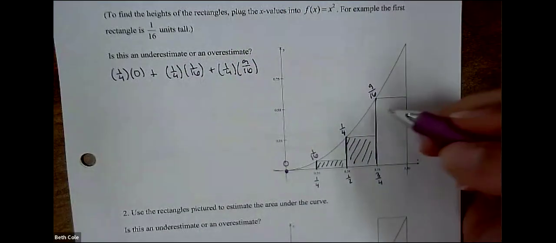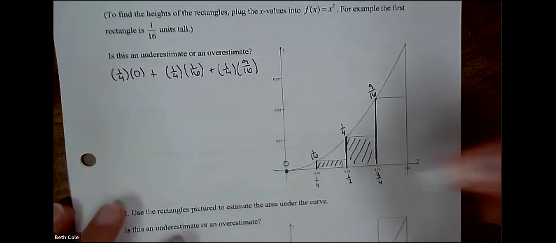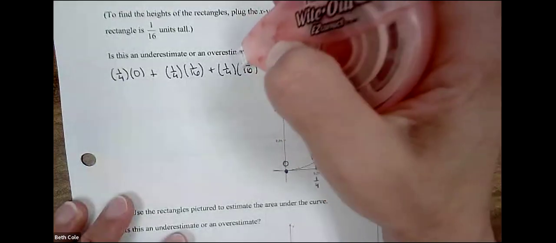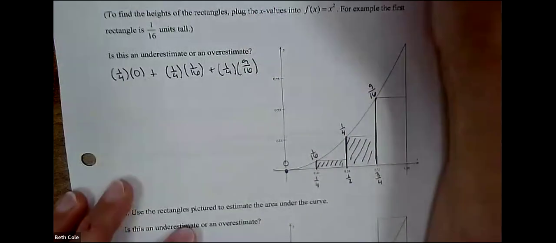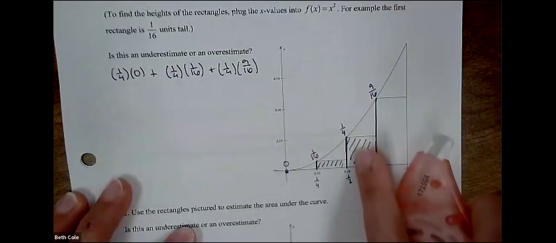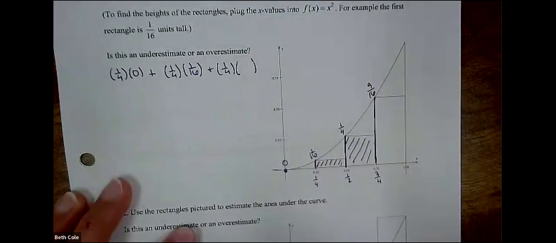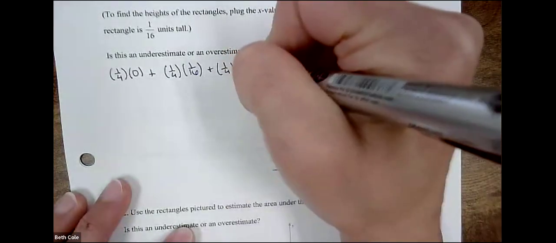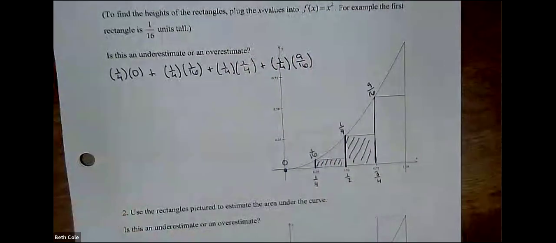1/4 times 9/16. And oh, I'm sorry, I skipped one. No, that's wrong. It'll be 1/4 times 1/4. I apologize. Oh, why isn't my whiteout working? Sorry, this one right here, the height is 1/4. I apologize. Got ahead of myself. And then the last one is 1/4 times 9/16.